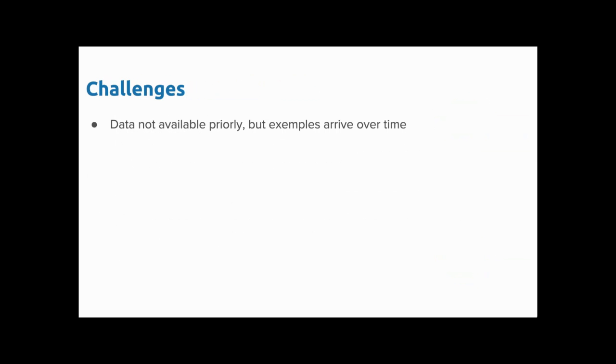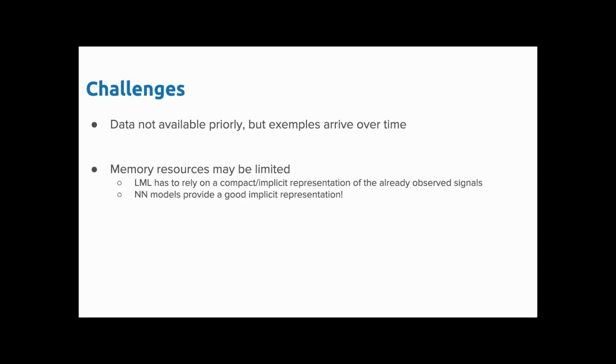And so this motivates the importance of building lifelong machine learning. And obviously, this is a very challenging learning task in artificial intelligence. We've made some progress in this direction, but still, the community in general is facing a lot of issues. For example, data is not available beforehand, and examples arrive over time, so you have to adaptively learn those new examples on the fly. There's also the challenge that memory resources may be limited, because lifelong machine learning can only rely on a compact or limited collection of signals that it has observed in the past. You can't possibly rely on accumulating or having access to all the stuff that you've learned in the past.